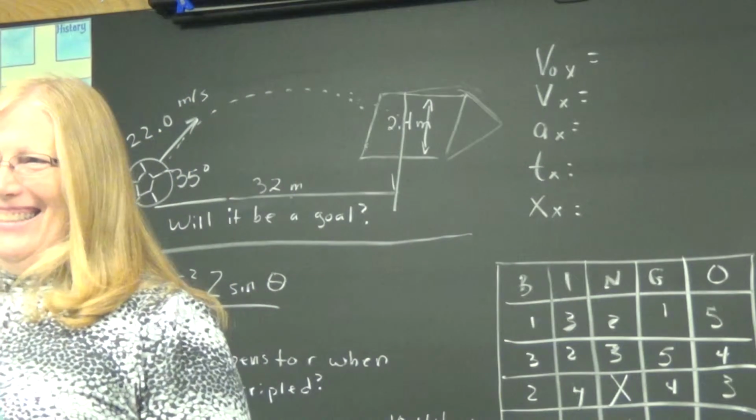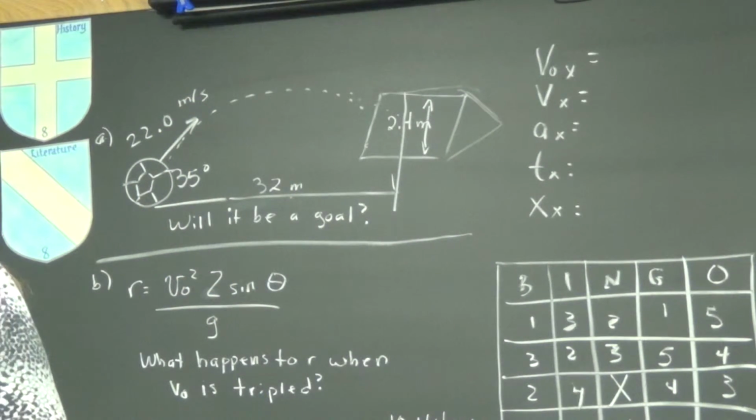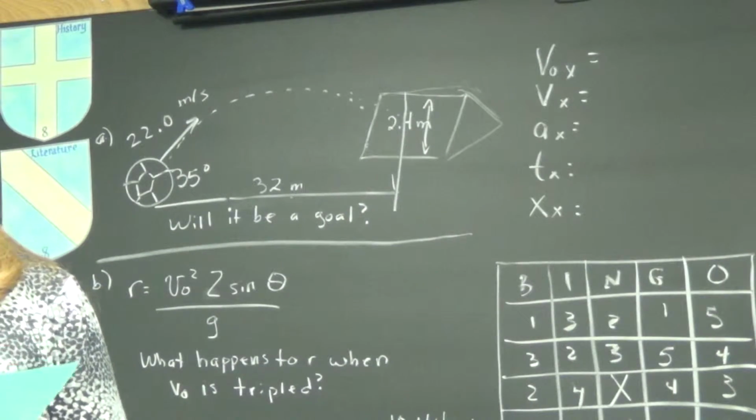Yeah. Are you at an Orioles game? So the range equation, is that like the voting equation or something?